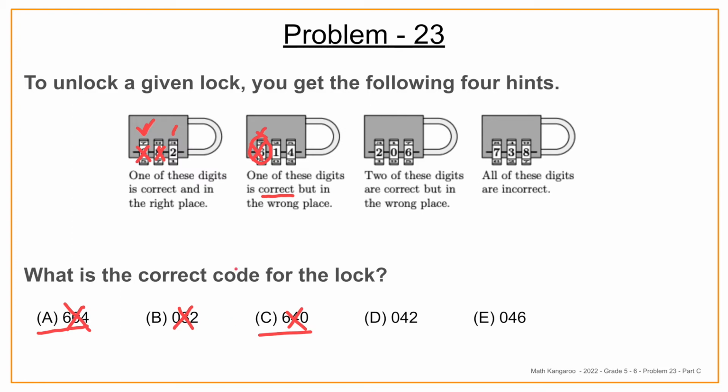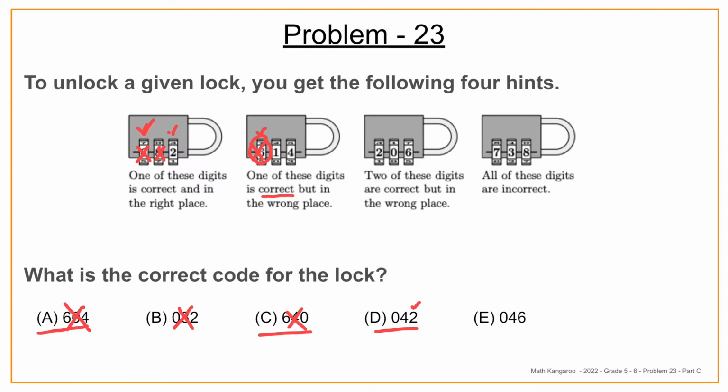Now we go back to clue first. Since 6 is incorrect, that means 2 is the correct digit and is in the right place. So only option D reveals that. So 2 is at the right position. Now let's verify if D is our option or not.